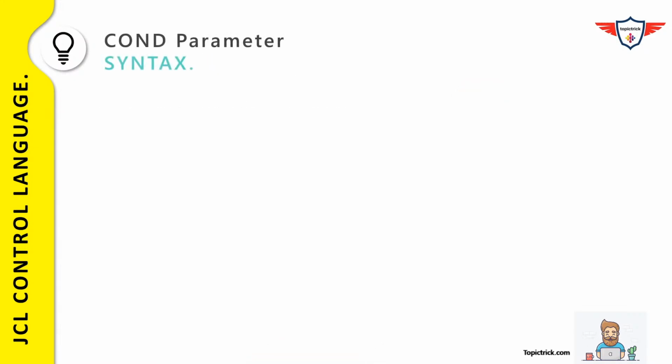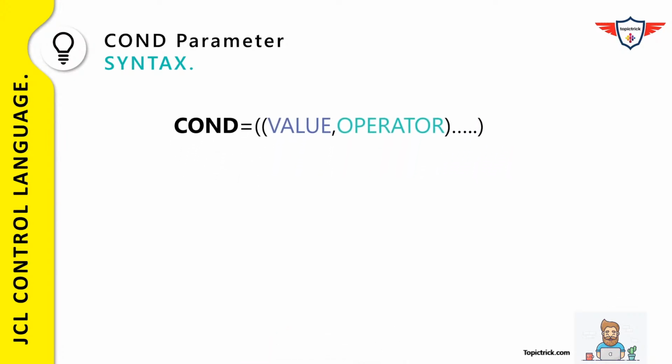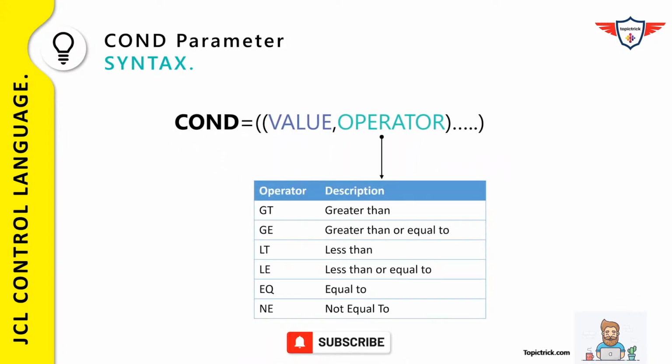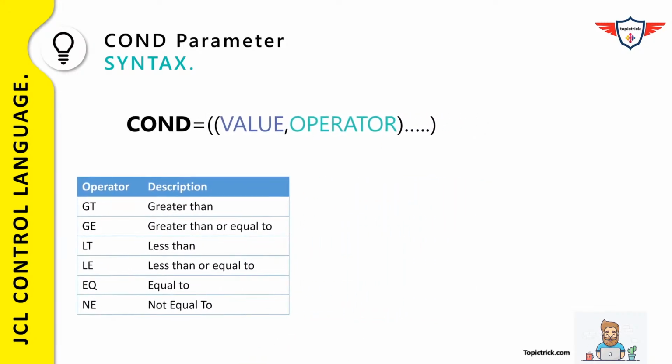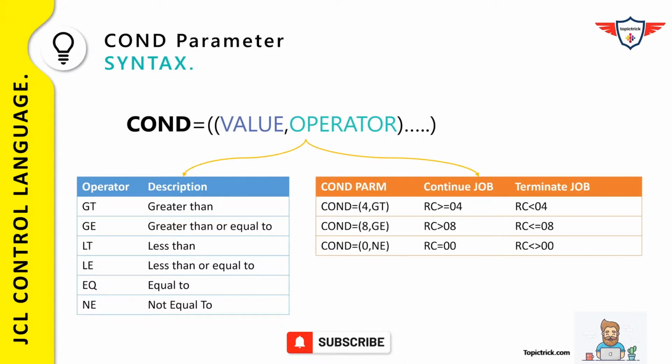Now let's talk about the syntax of the COND parameter. The syntax is fairly simple and easy to understand. You have the COND keyword followed by an equal sign, and thereafter you have two subparameters. The first is the value and the second is the operator. The possible values of the operator field are greater than or equal to, less than or equal to, and not equal to. Apart from that, the value subparameter is used to specify a numeric value of a return code. So it could be 4, 8, 12, 16, depending on your requirement.